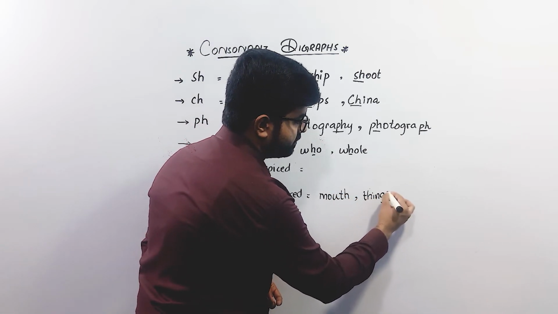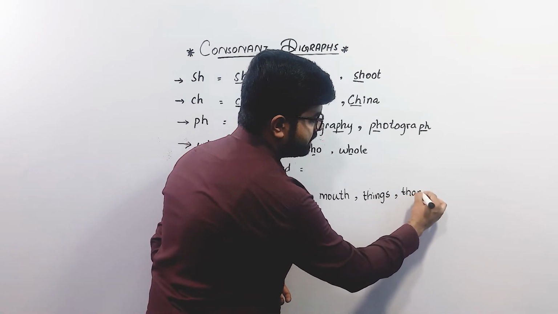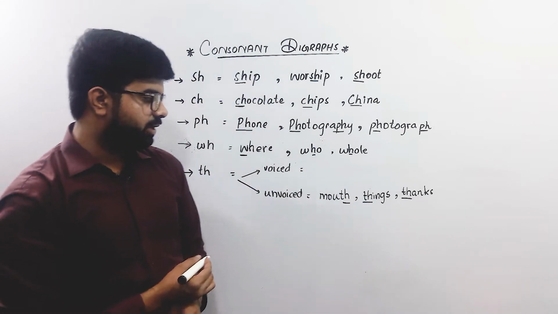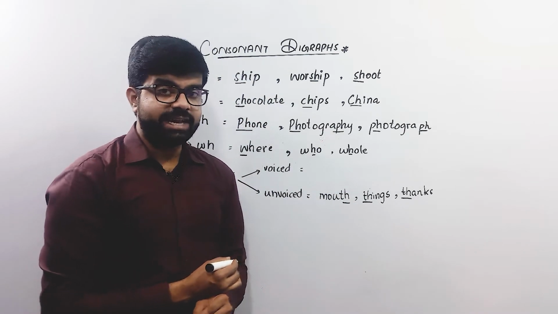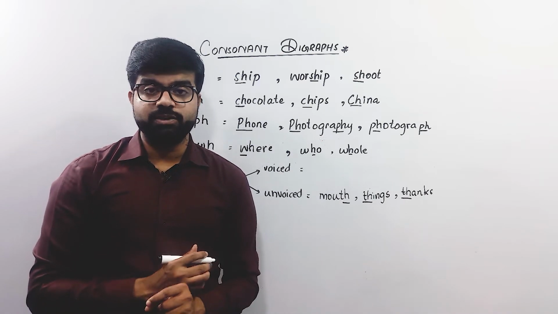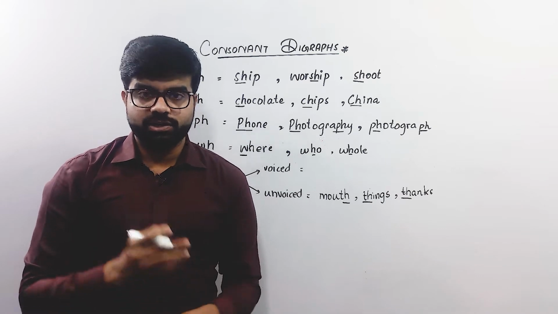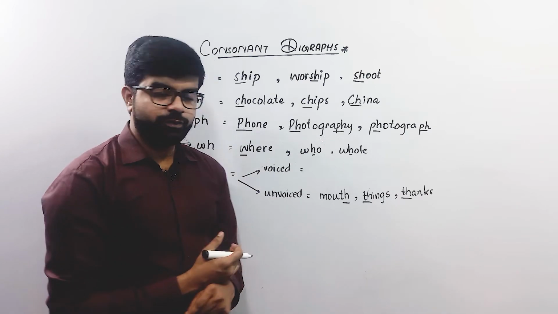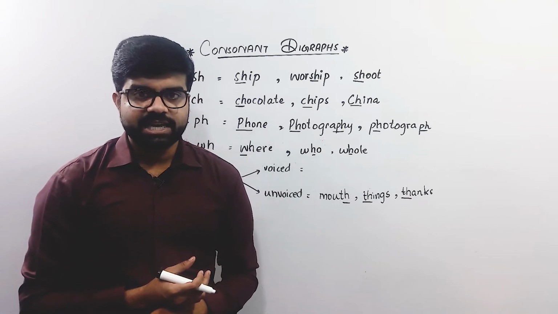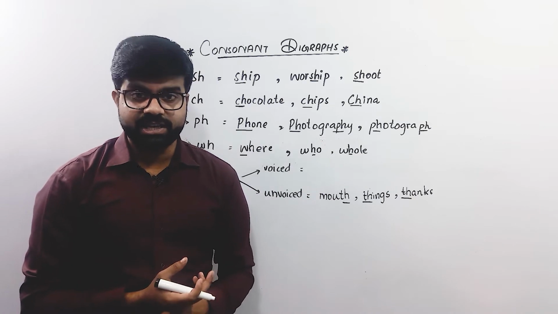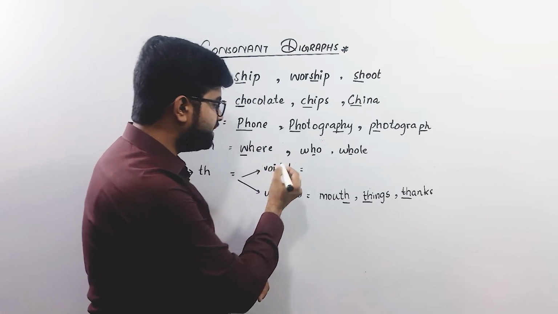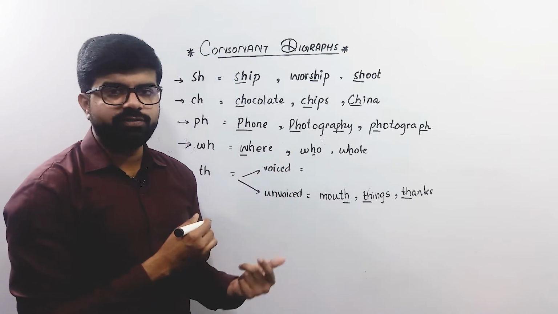Things, thanks. In these examples, take a look. The formation of T and H sound is in the mouth. It is formed when you compress the tip of your tongue between your front incisors, and you will be pronouncing them as in mouth, thanks, thing, everything. All right, there are so many other examples.